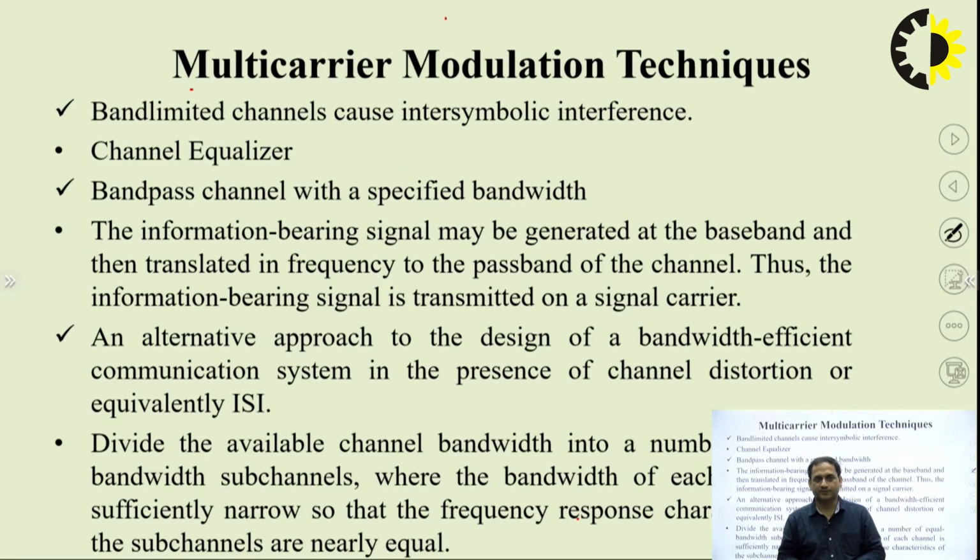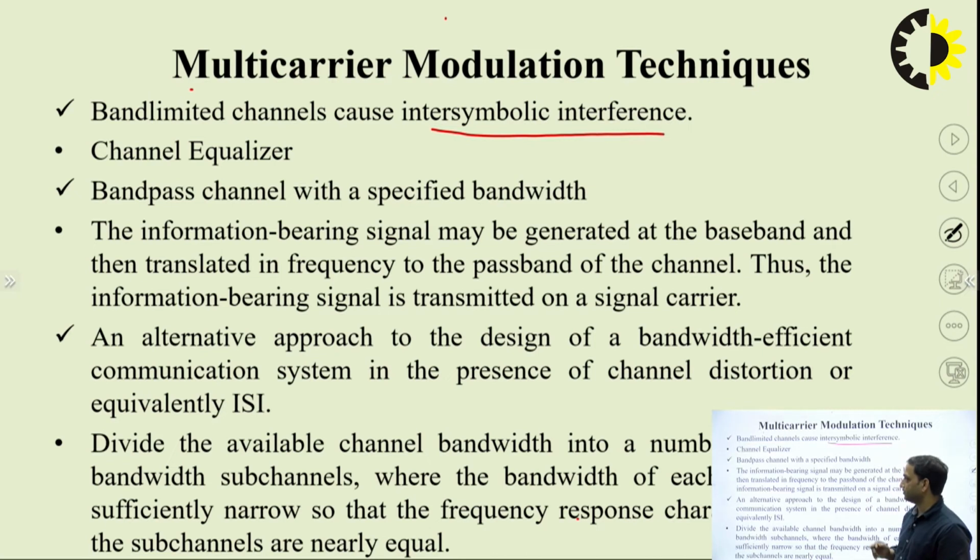Another very important point is the multi-carrier modulation technique, in which a band limited channel always causes inter-symbol interference. This is a very important point which must be kept in mind. As I said, when we have inter-symbol interference in any system, to reduce that we require equalizers. Then, if we are using a band pass channel, within a specified bandwidth, this information bearing signal can be generated at the baseband and then translated in frequency to the pass band of the channel.